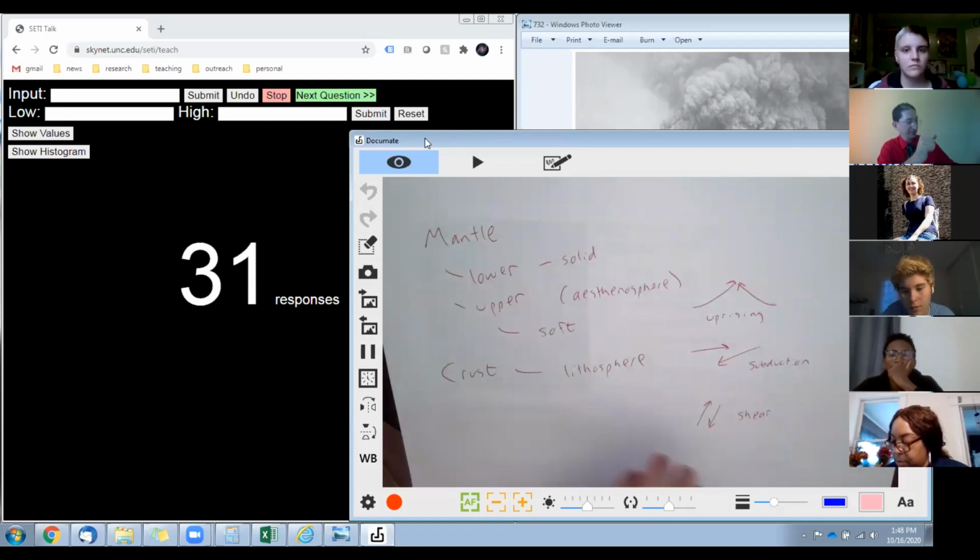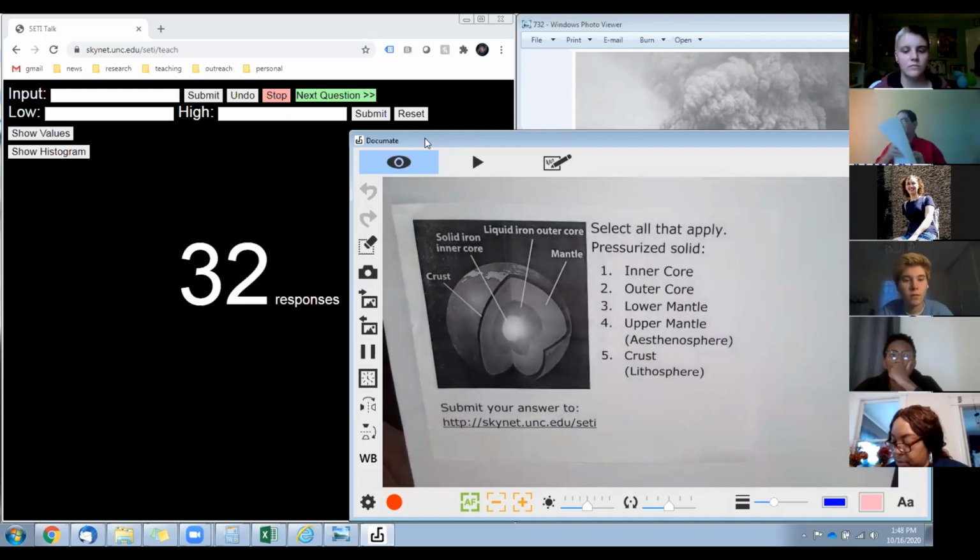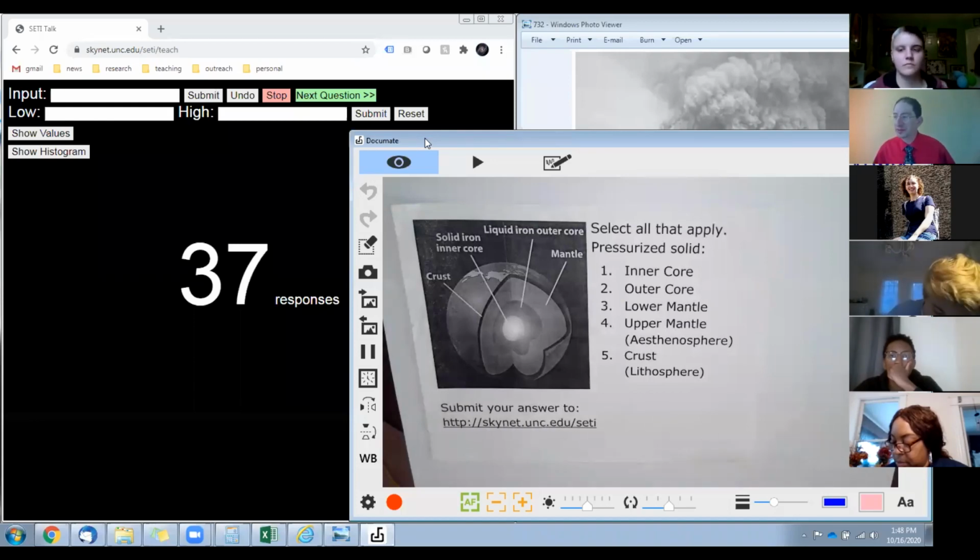Dr. Rucker, I have a quick question. Just to clarify, shear movement causes earthquakes and subduction causes volcanoes. Is that correct? Yep, subduction causes volcanoes. The shield volcanoes are separate, and we'll get to those in a bit.